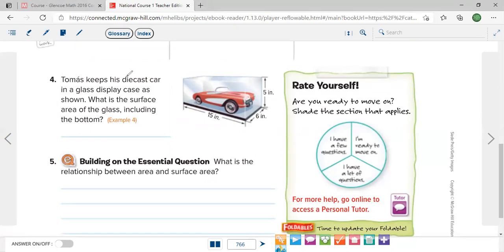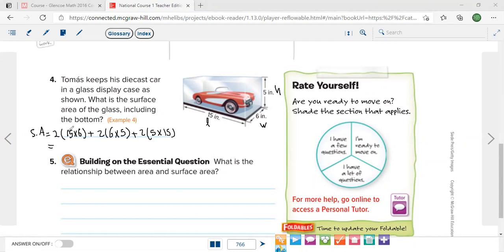Thomas keeps his die-cast car in a glass display case as shown. What is the surface area of the glass including the top? Means all of it. All of it. Surface area. So the same. Length, width, and height. So surface area will be 2 times 15 multiplied by 6 plus 2 times 6 multiplied by 5 plus 2 times 5 multiplied by 15.